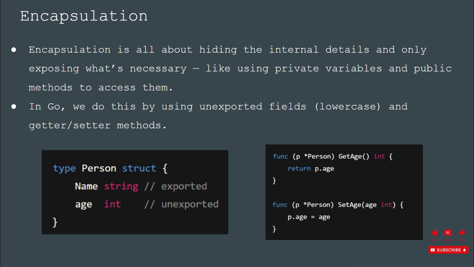Here in this example struct Person, we have Name, which is an exported one. Name started with a capital letter, an uppercase letter. Then we have the unexported field age, which starts with lowercase. Then we have receiver functions for SetAge and GetAge. Like this, we can achieve encapsulation in Golang.